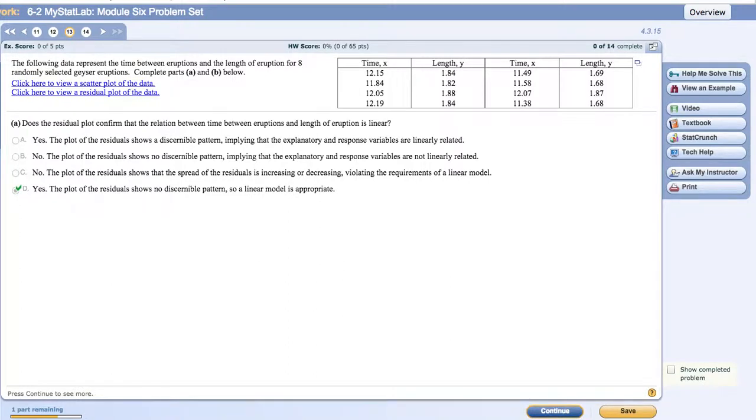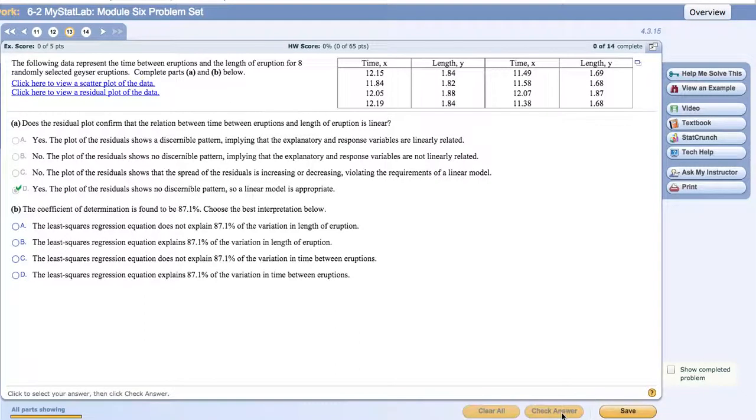Good. And basically that's just telling us that if there's a pattern in the residuals, there could be something else that's explaining the variation besides the linear pattern. So here, the coefficient of determination is found to be pretty high at 87.1%, and we have to choose the best interpretation of that.